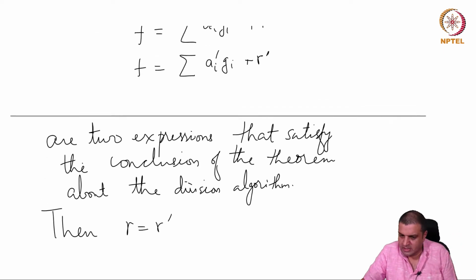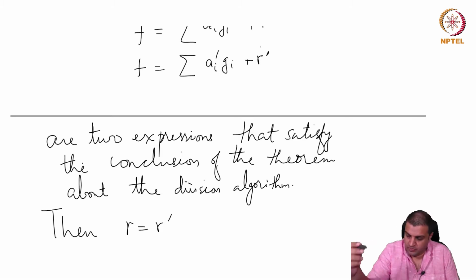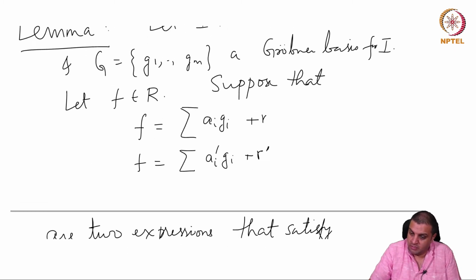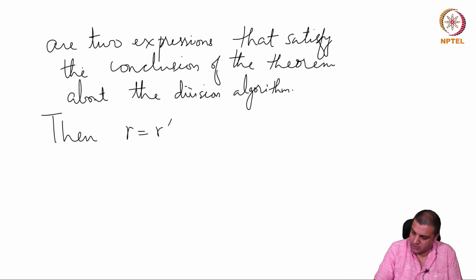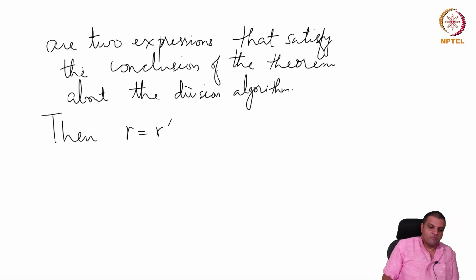There is no guarantee about the coefficients of the Gi. The Ai need not be equal to Ai prime, but the remainder is uniquely determined. But what we have to use in the proof is that it is a Gröbner basis. Okay. So we will see how it's done.